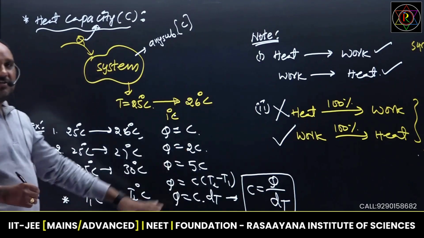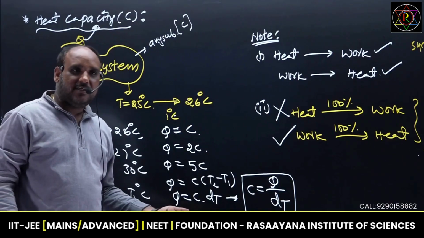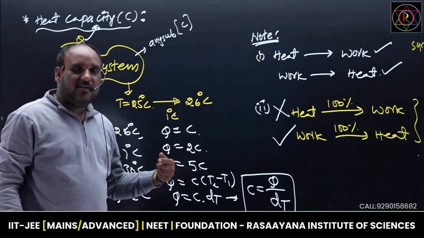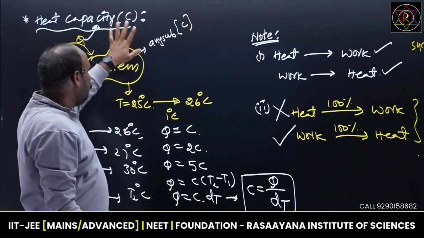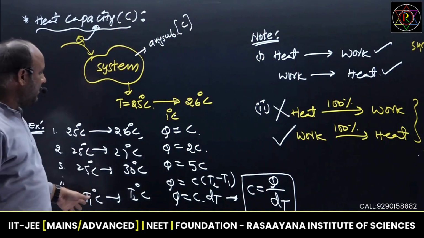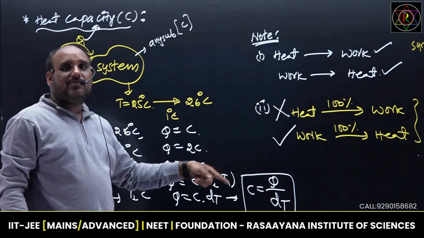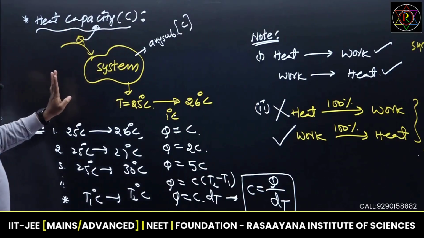Don't memorize that equation directly. If you just remember C is equal to Q by T, sometimes you forget whether it is dT by dQ or Q by dT, so you may get confused. So just remember the chart and we'll go with this. Definitely it will be easy to remember, with no confusion at all. So this is the definition of heat capacity.